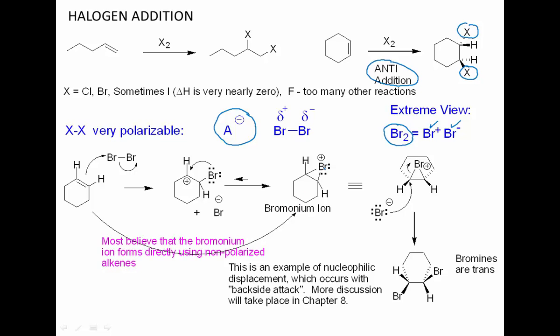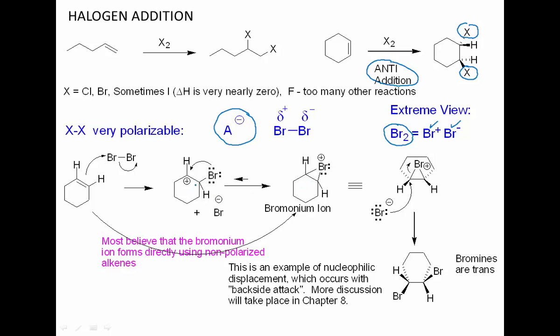The bromonium ion has an octet for all of the electrons. There's no carbocation. Every atom has an octet. Most current thinking here is that we actually bypass this intermediate here. We don't really form it, that bromine adds directly to make the bromonium ion.